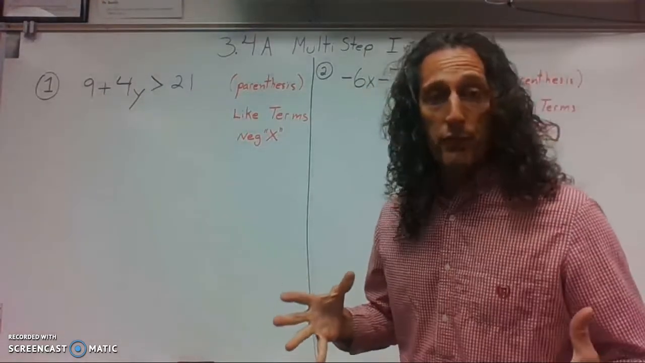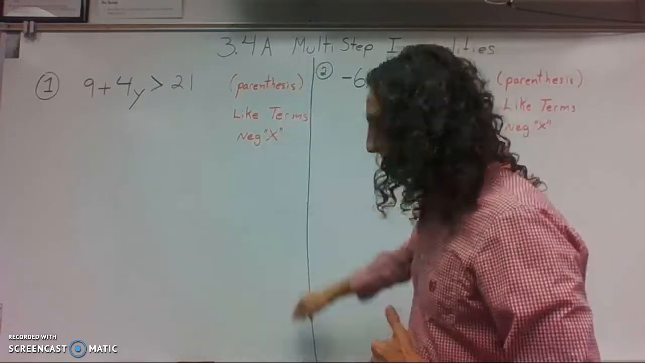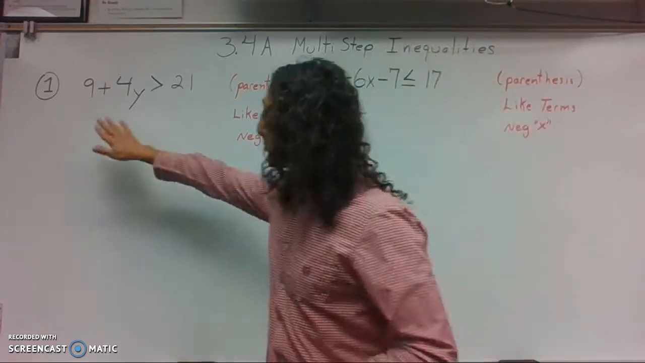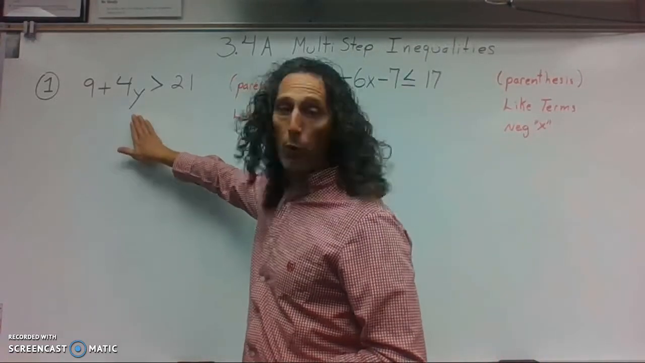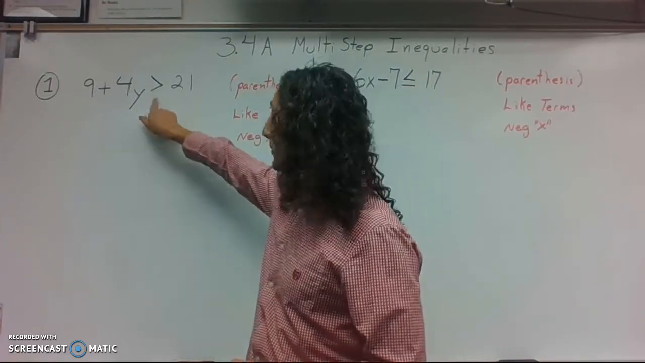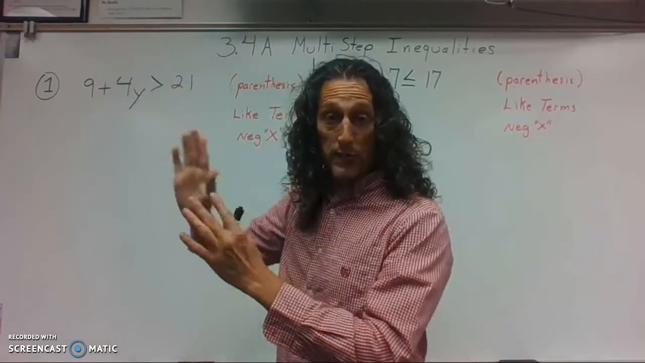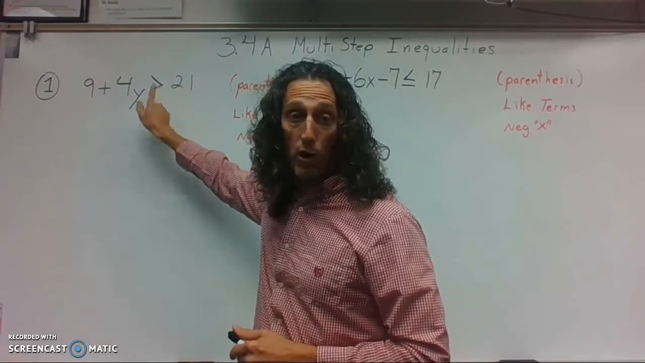All right, so now that you have these written down, hopefully you also wrote down this little checklist. I'm going to go through this as I solve. So here's our equation. It says 9 plus 4y is greater than 21. If you can't remember that this is a greater than sign, look in your notes at that little table we made with the inequality signs.